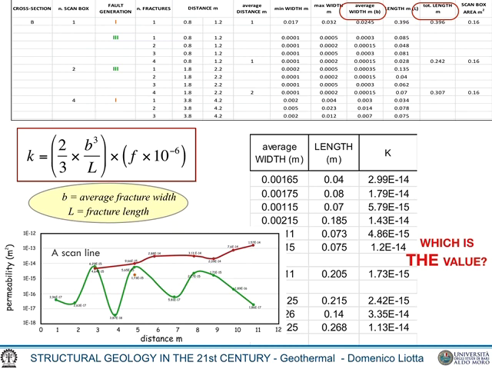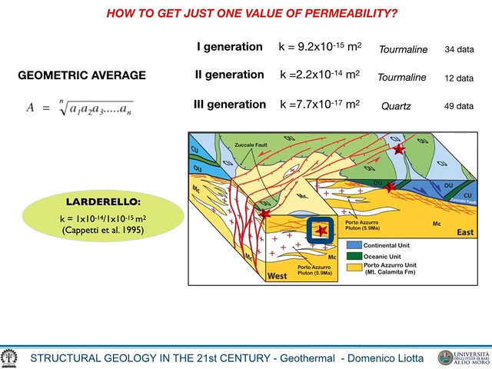And the question is, which is the value? Of course, if we have a lot of data, we need an average. Using the geometric average for the first generation, permeability is estimated in the order of 10 to the minus 15. The second generation is 10 to the minus 14. And then the third one is 10 to the minus 17. So almost nothing. So what's important to see is that the deep geothermal reservoir in Verdurello today has permeability measured in the order of minus 14, minus 15. So really comparable with the method we adopted.